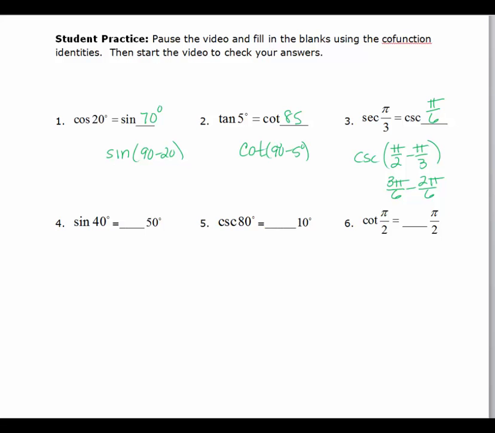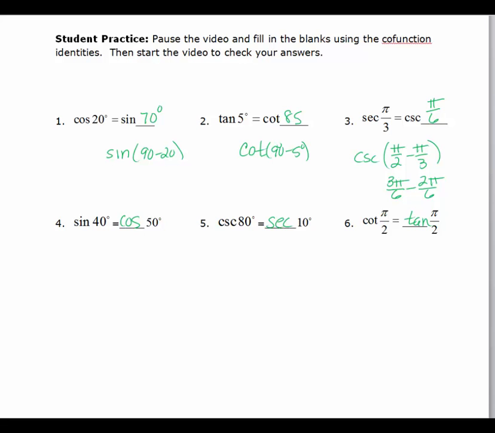The sine of 40 is going to equal the cosine of 50. Cosecant of 80 is going to equal the secant of 10. And since pi over 2 plus pi over 2 add up to 90, the cotan of pi over 2 equals the tan of pi over 2.